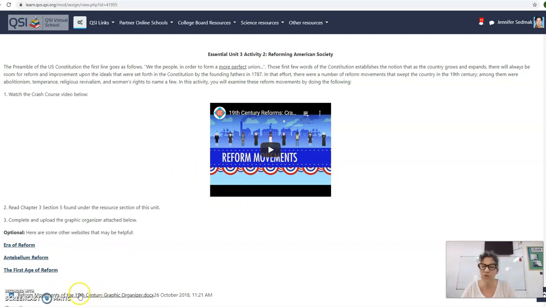And then there is a worksheet attached here that outlines for you all of the different reform movements and yet another rating activity, because after you consider all of the reform movements like abolitionism, women's rights, education reform, asylum reform, temperance, which was the movement against alcohol consumption.